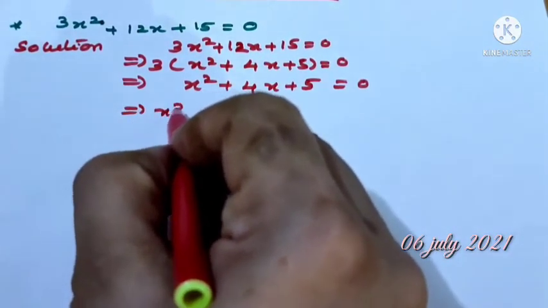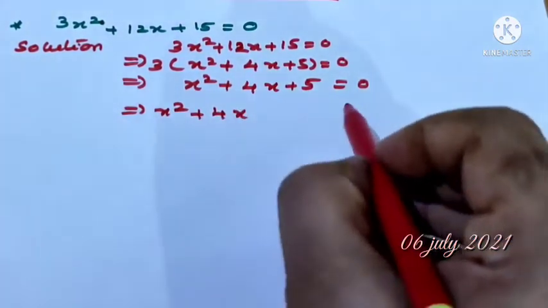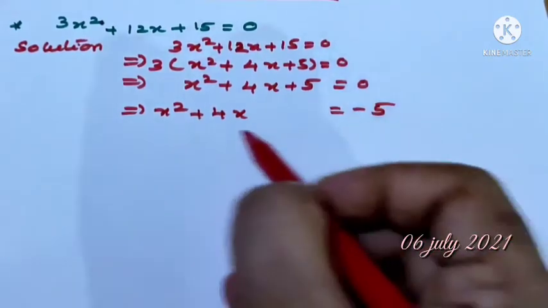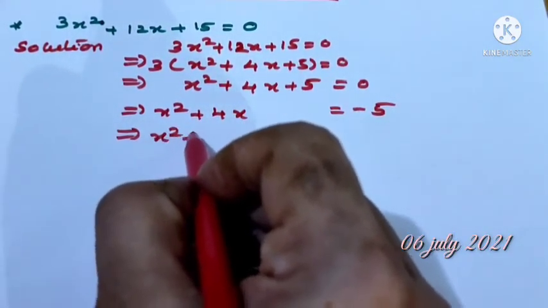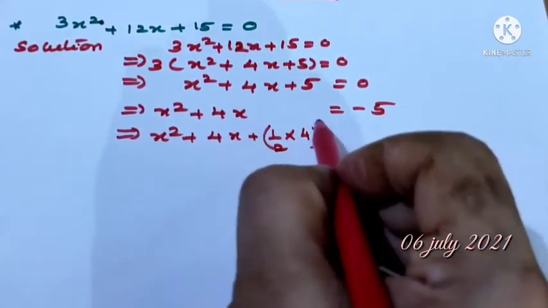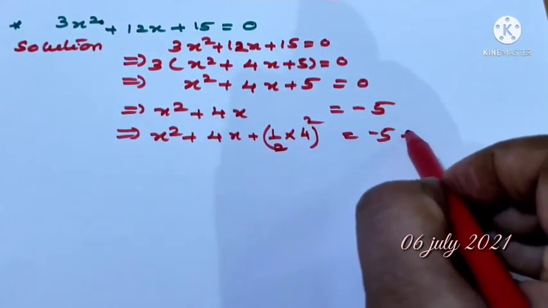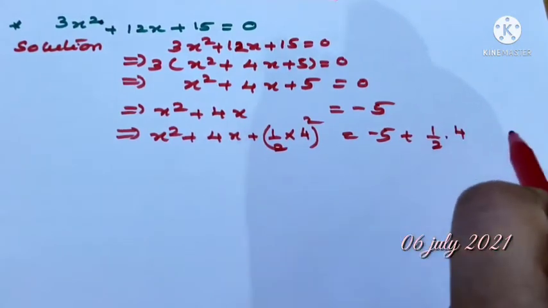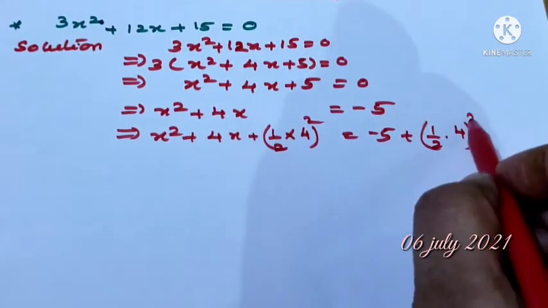Now x square plus 4x we are keeping on one side and minus 5 on the other side. What is the next step? x square plus 4x plus half into coefficient of x whole square equals minus 5 plus half into coefficient of x, that is 4, whole square only.